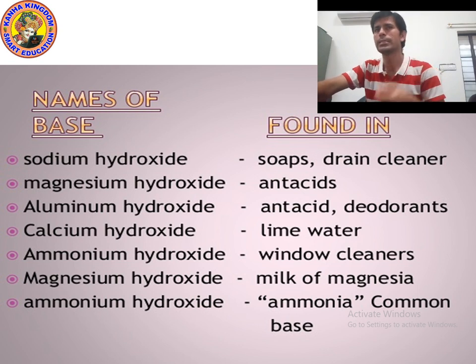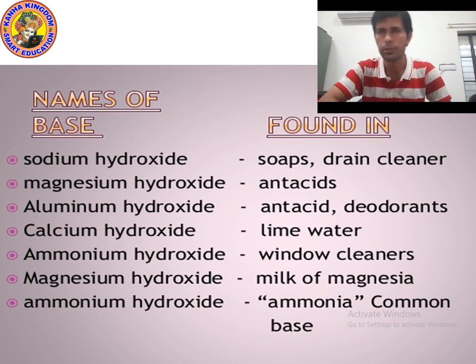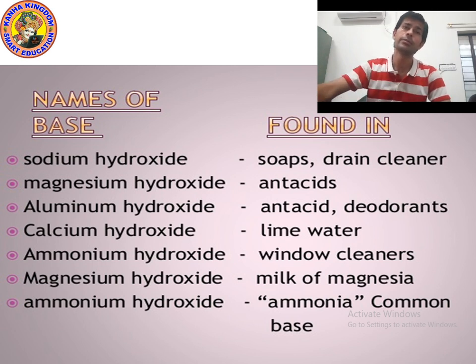You know that acid is sour in taste. It produces hydrogen ions, it turns blue litmus to red, and its pH is less than 7. But if I talk about bases, then bases are bitter in taste. They produce OH minus ions, and their pH is more than 7. And bases are soapy to touch.